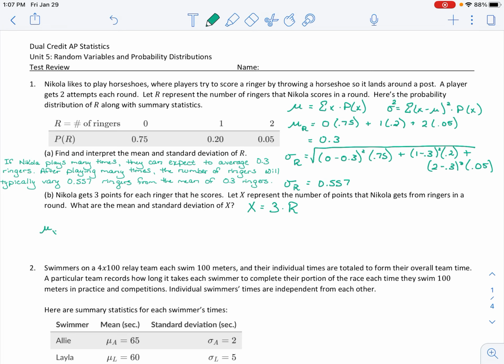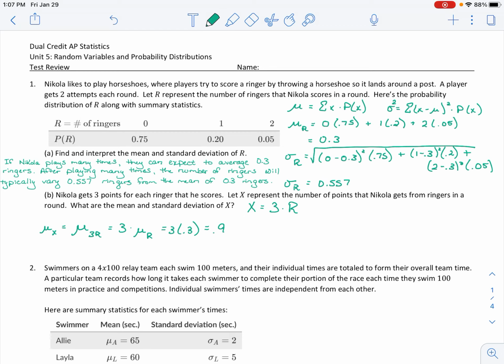So I want the average number of points, which means I'm taking the average of this 3R idea. But that just means I can multiply 3 to my original average I found earlier, which would be 3 times 0.3, so I'm getting about an expected value of 0.9 points.